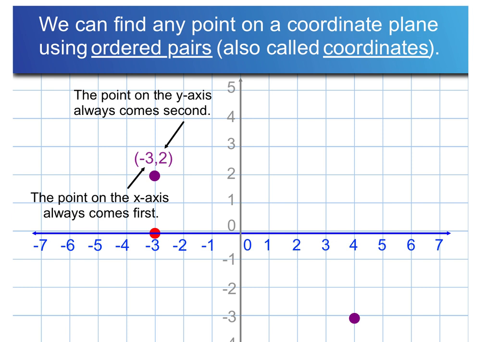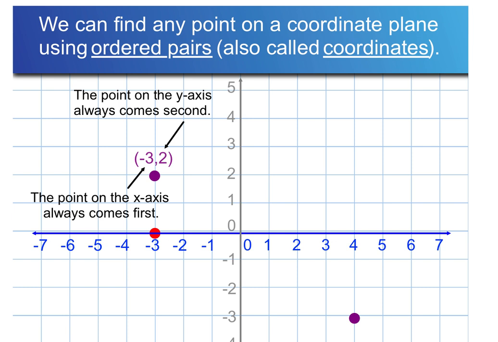All right, next thing, a little bit more vocab. When we have a point, points are called ordered pairs or coordinates or points. There's 3 words we can use to describe the same thing. So when I hear the word point, a coordinate, or an ordered pair, those all mean the same thing. When I give a coordinate, I'm going to write it with the parentheses and the comma in between.